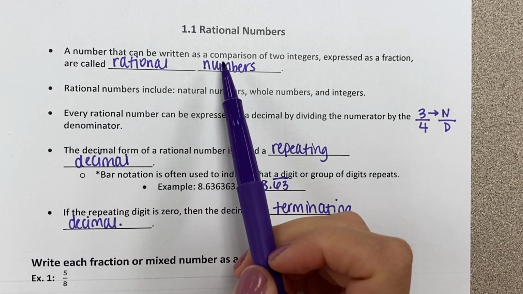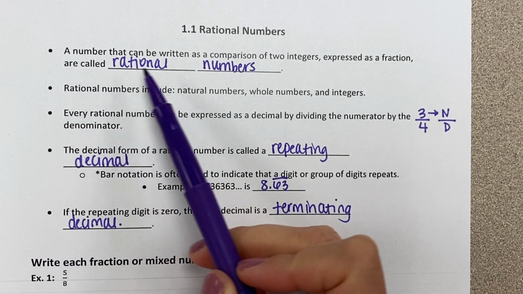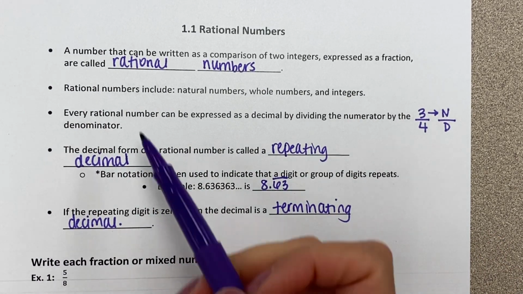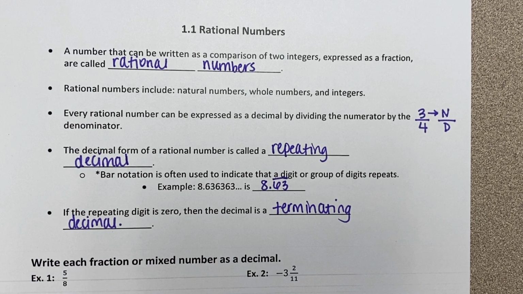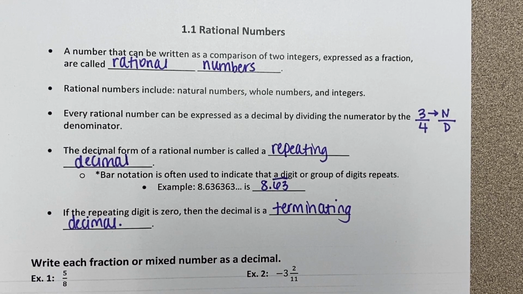A number that can be written as a comparison of two integers expressed as a fraction is called a rational number. Rational numbers include natural numbers, whole numbers, and integers. And we will talk more about that in the next section.